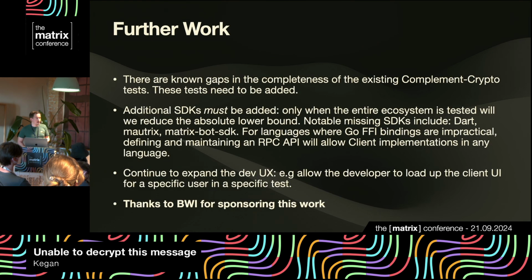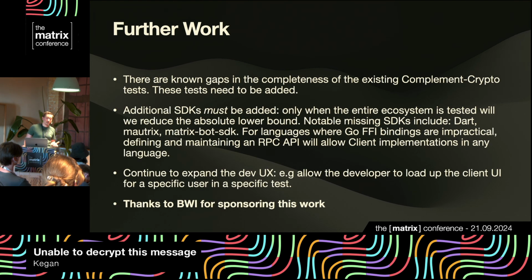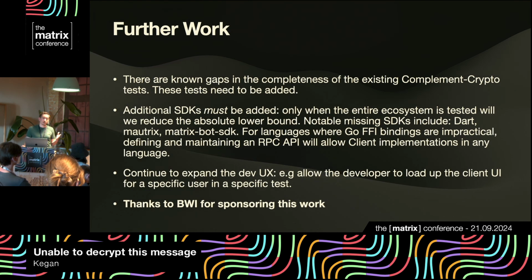And then finally, there are more things that we can do to improve this, so that there are more tests that we can add. The main thing is we really do need to add additional SDKs. Hopefully I've convinced you that we do need to bring everybody along in terms of improving reliability across the ecosystem, because only that way can we ensure that both the sender and receiver are functioning correctly.